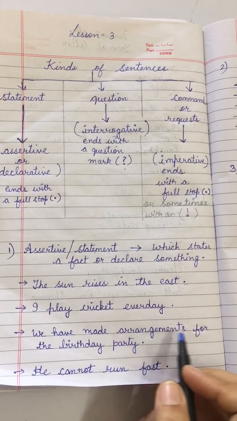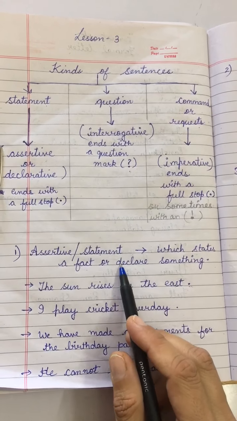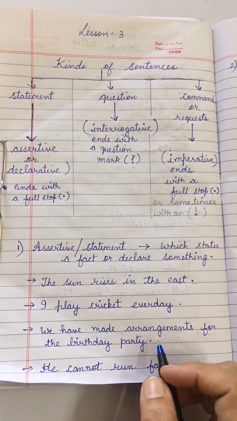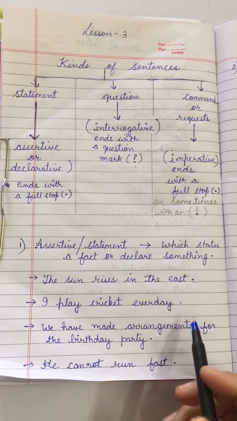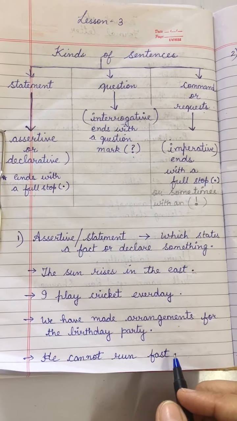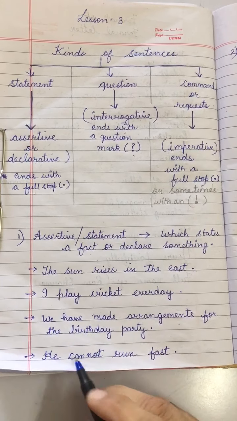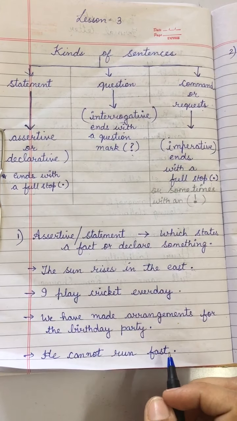We have made arrangements for the birthday party. Again I am declaring something, that yes, arrangements for the birthday party are done. So it is again a statement sentence. Next is: He cannot run fast. That means I am informing, I am declaring that the boy cannot run very fast.